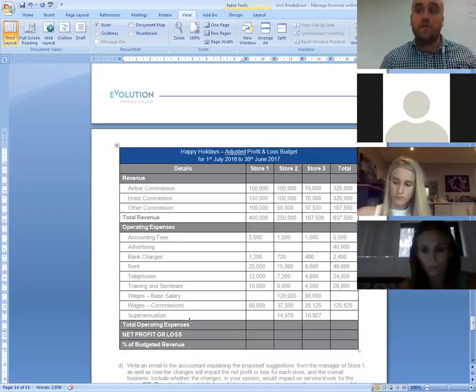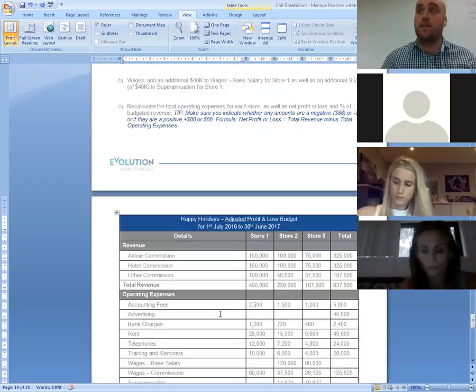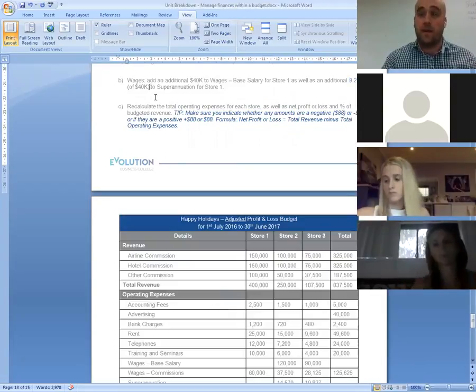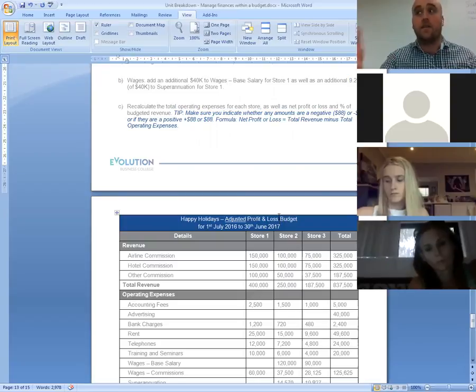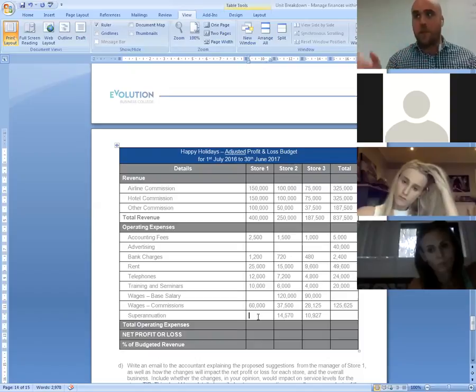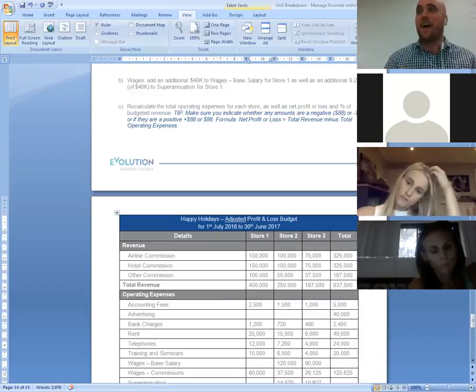Same with superannuation. You need to work out how much superannuation, what is 9.25% of 40,000, and you need to add that on to the superannuation that was already there. So a lot of students here will calculate 9.25% of 40,000 and they'll just punch that number straight in. So don't do that. Remember, you've got to add it on to what was already there.